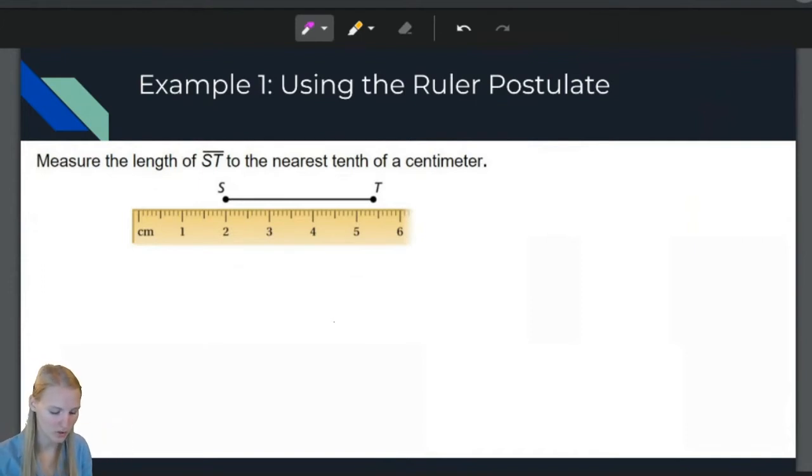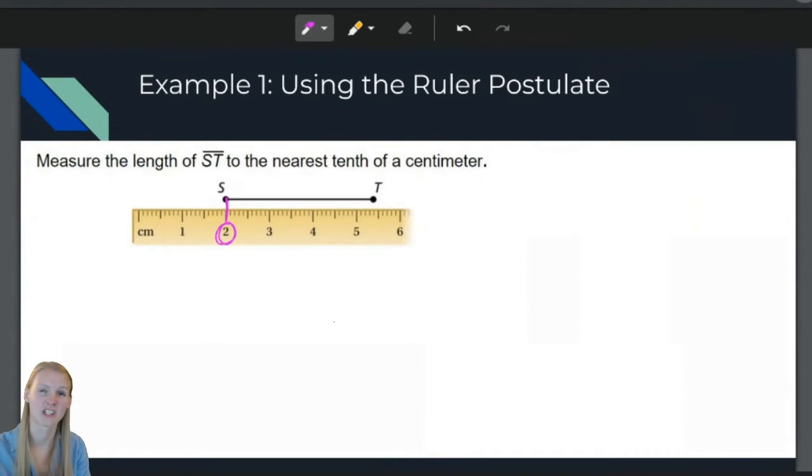So we want to measure the length of ST to the nearest 10th of a centimeter. So these are centimeters. We can tell because it says centimeters on it. So what we're going to do is we're going to match each point with its coordinate. So right here, it looks like S is directly on top of 2. So S is at the coordinate 2.